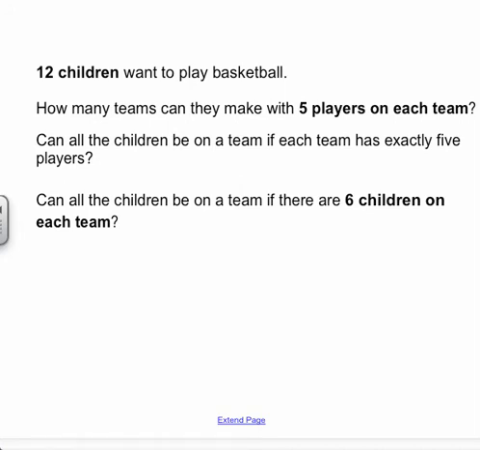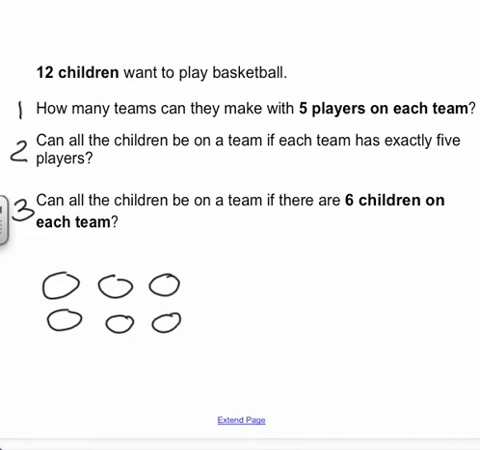We have 3 questions to answer. Here's question 1, here's question 2, and here's question 3. We need to make sure we answer all of them. Let's start with what we know. We know there's 12 children that want to play. So I'm going to draw circles to represent each of the children. 1, 2, 3, 4, 5, 6, 7, 8, 9, 10, 11, and 12.